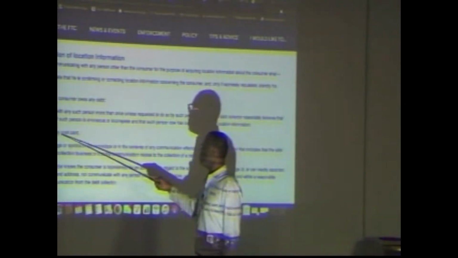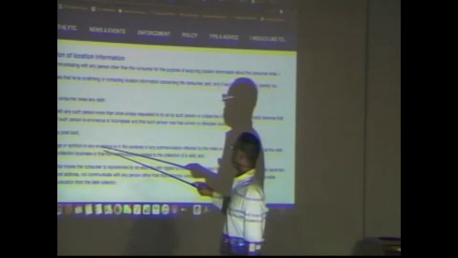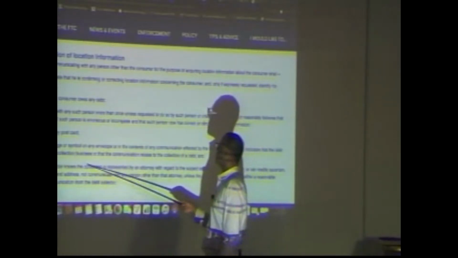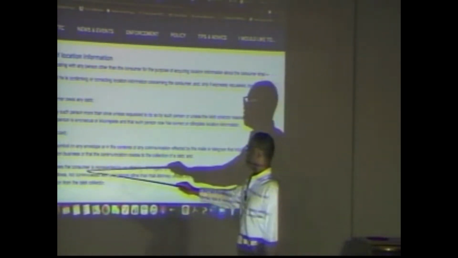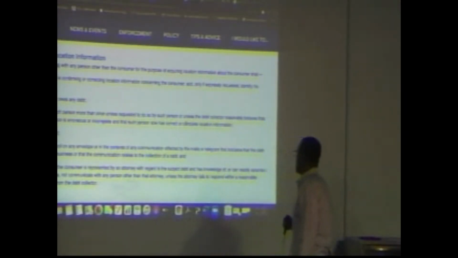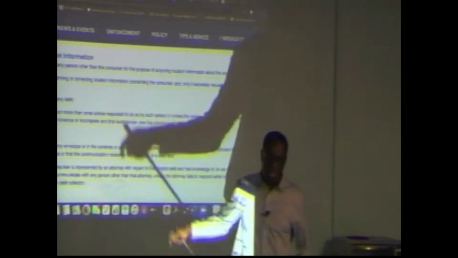Not communicate by postcard. Not using any language or symbol on an envelope or in the contents of any communication effected by the mails or telegram that indicates that the debt collector is in the debt collection business or that the communication relates to the collection of a debt, and after the debt collector knows the consumer is represented by an attorney with regard to the subject debt and has knowledge of and can readily ascertain such attorney's name and address. So these are all the communications, what they can do when they're looking for location.